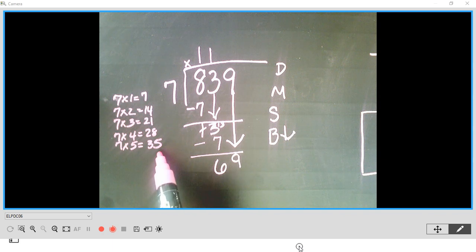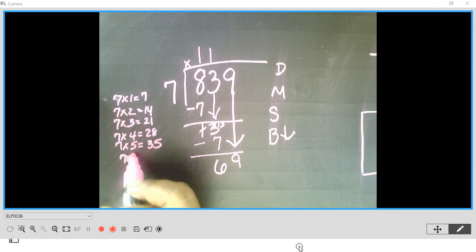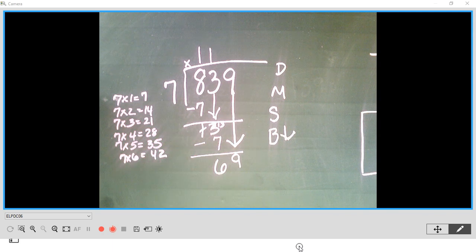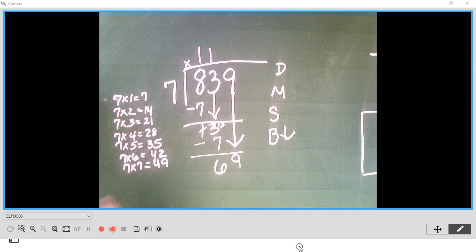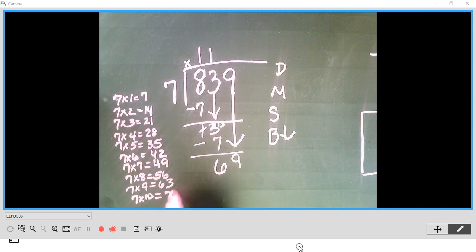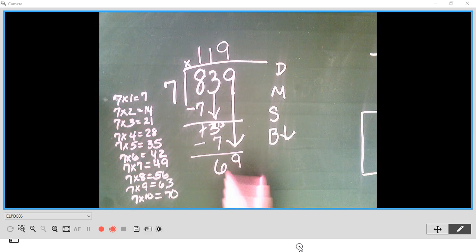Well, I know it's higher than 7 times 5. Let me write a little bit more. 7 times 6 is 42. 7 times 7 is 49. 7 times 8 is 56. I can keep going. 7 times 9 is 63. But then 7 times 10 is 70. So that's too high. So I'll go back to 7 times 9. 7 times 9, as we stated, equals 63.